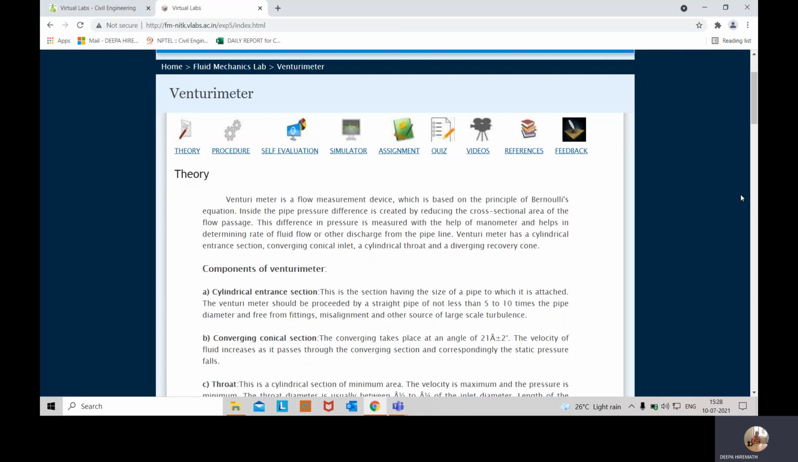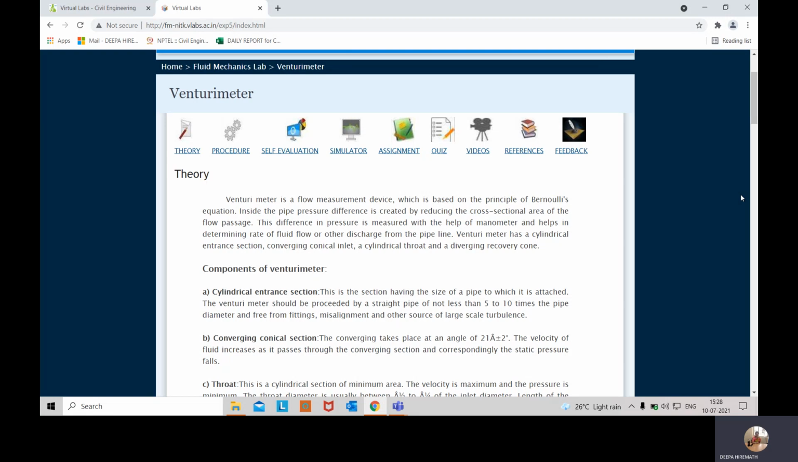So Venturimeter is a flow measurement device which is based on the principle of Bernoulli's equation. Inside the pipe, pressure difference is created by reducing the cross-sectional area of the flow passage. This difference in pressure is measured with the help of a manometer, and it will help in determining the rate of fluid flow or discharge from the pipeline.